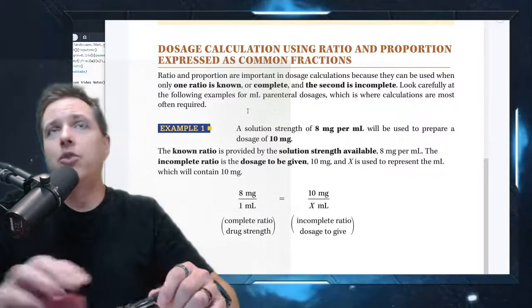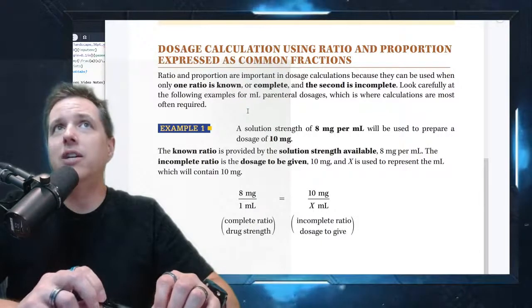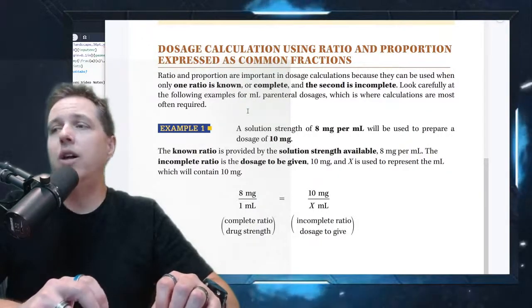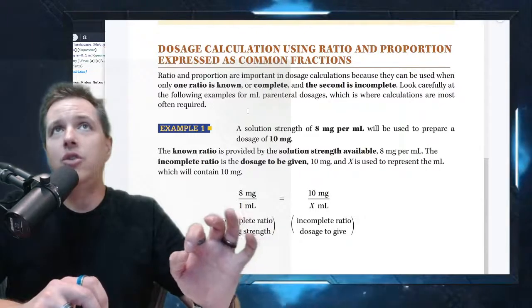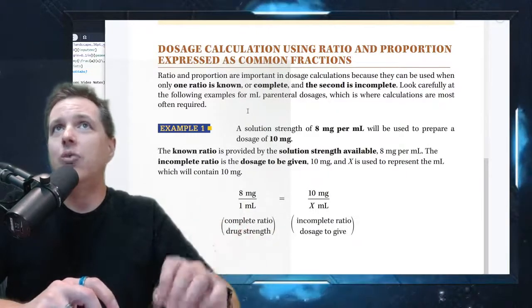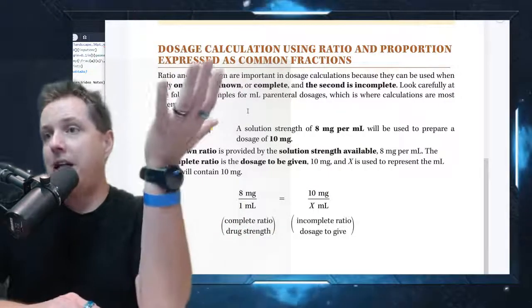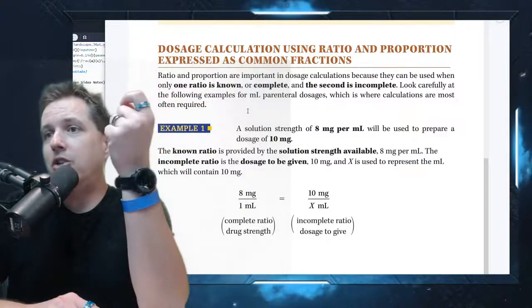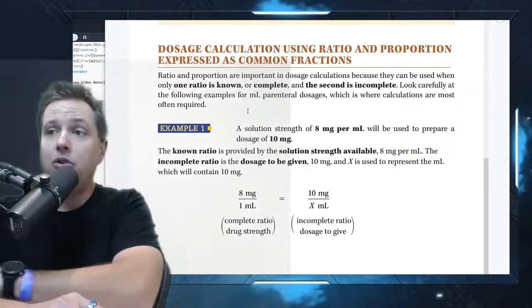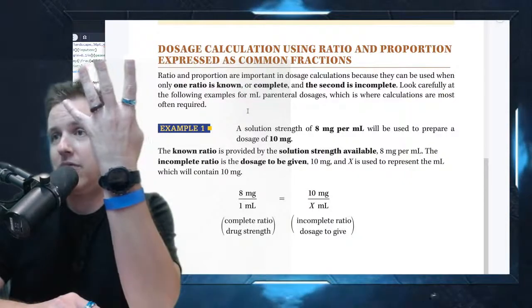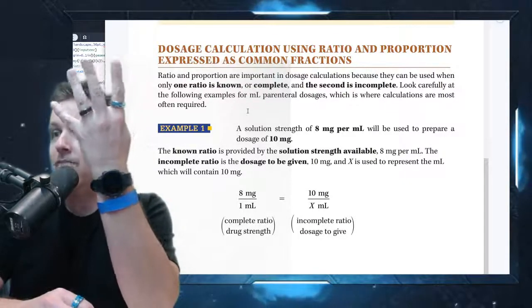So ratio and proportion are important in dosage calculations because they can be used when only one ratio is known or complete, and the second one is incomplete. So you have to have most of the information. Generally, if you look at our proportions we've been setting up, you have 4 pieces of information, right? You have 2 numerators, 2 denominators.